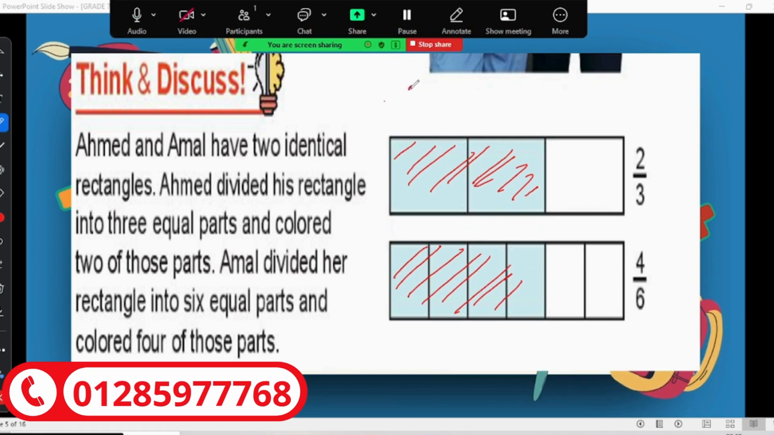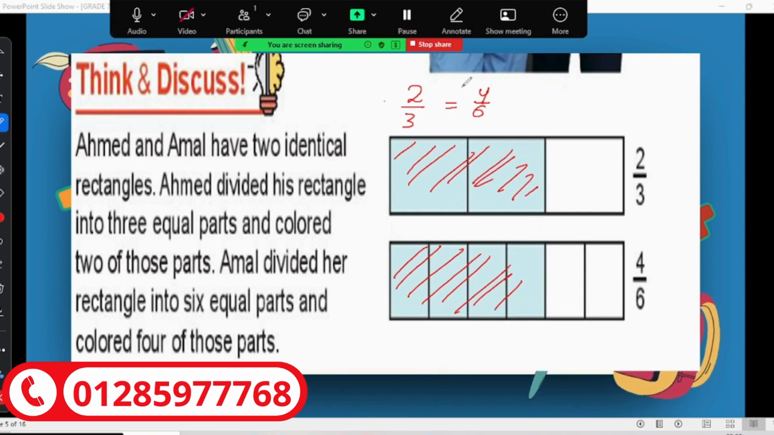Then the fraction which represents the colored area of Ahmed is 2 over 3, and the next fraction is 4 over 6, and they are the same value. They have the same colored parts, so they are equivalent fractions. What is the meaning of equivalent fractions? That they have the same value. 2 over 3 represents the same area as 4 over 6.